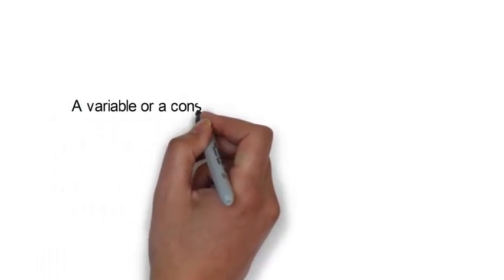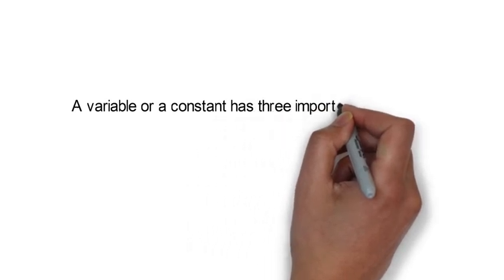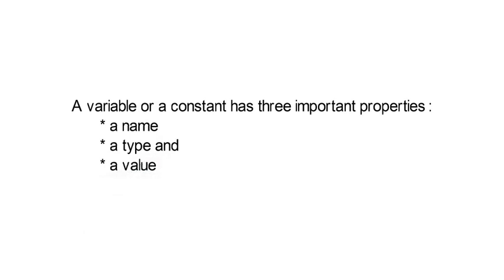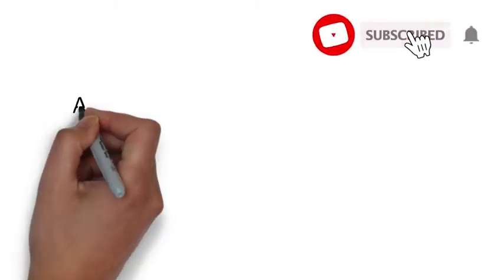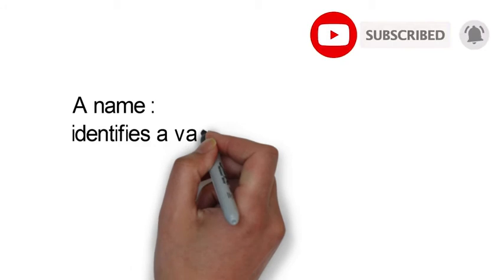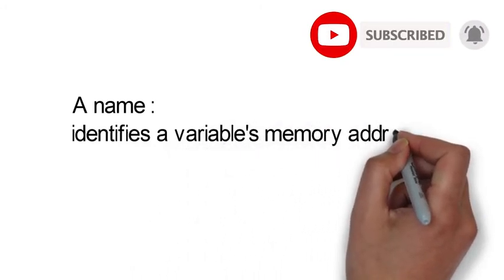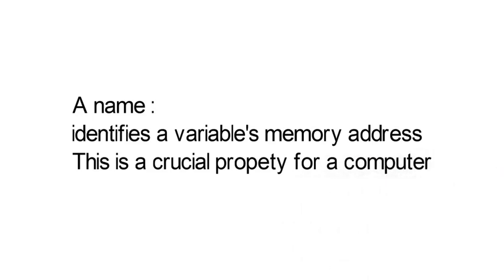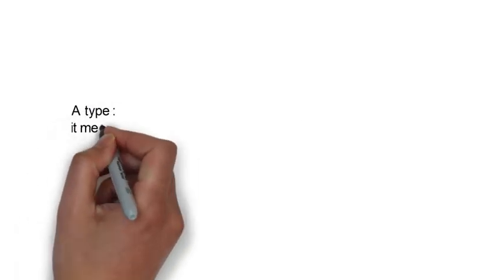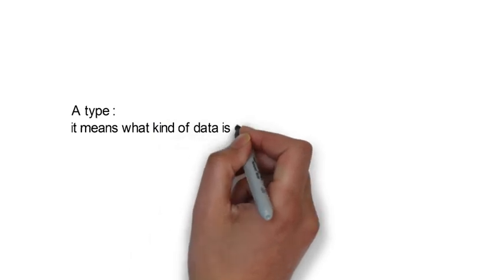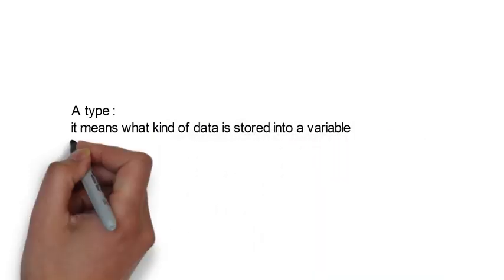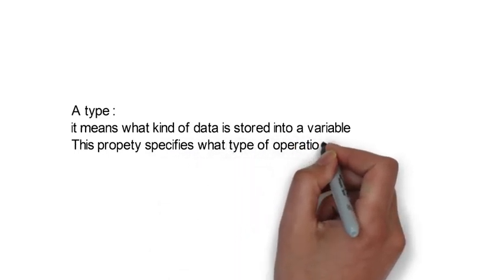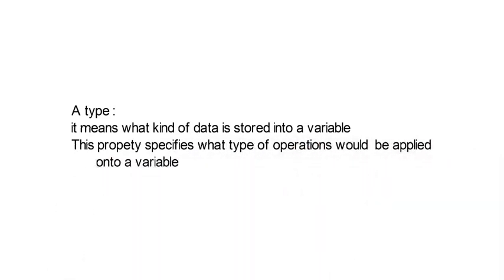A variable or constant has three important properties: a name, a type, and a value. A name identifies a variable's memory address. This is a crucial property for a computer. A type: it means what kind of data is stored into a variable. This property specifies what type of operations would be applied onto a variable.